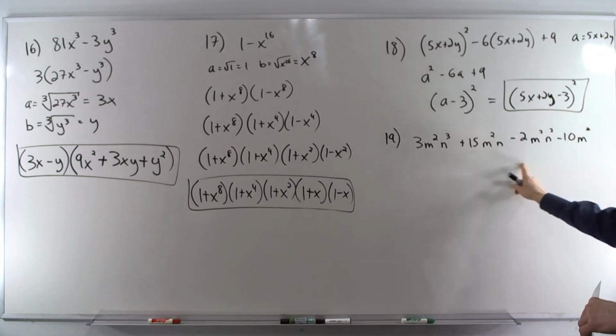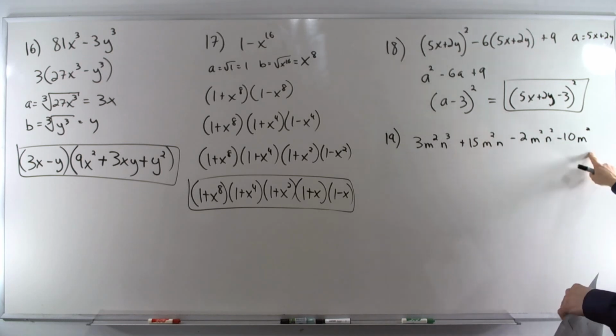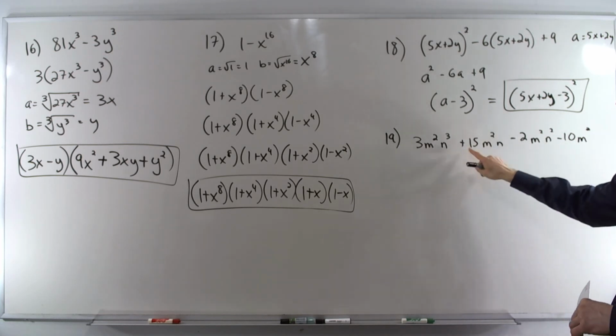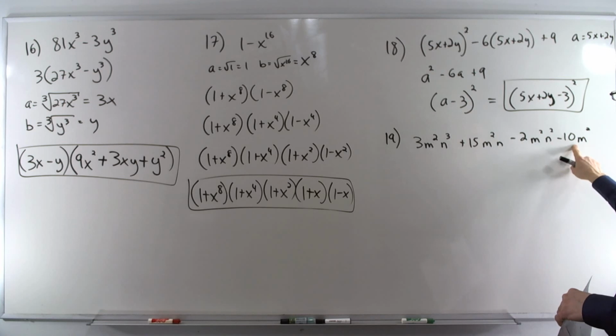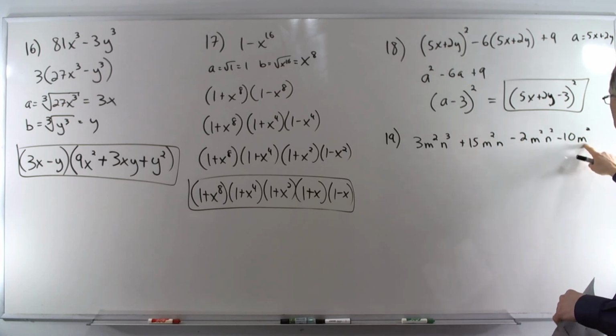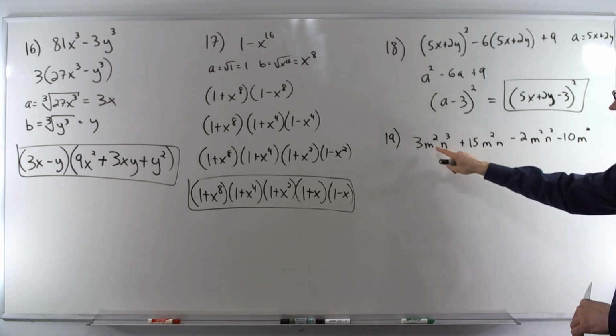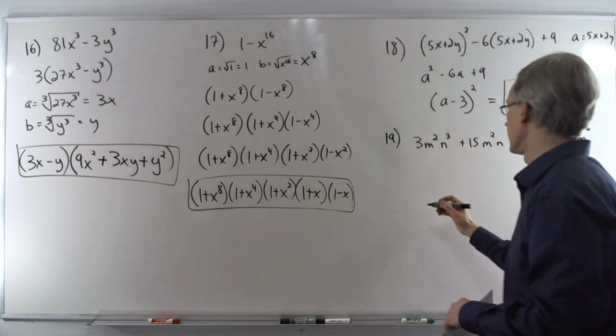All right, so we got a big mess here. Let's try to simplify this thing down. If you look at the numbers, no common factors in those numbers. But what we do have that's common to all these is m squared. We have an m squared in each one of these. So let's take that out.